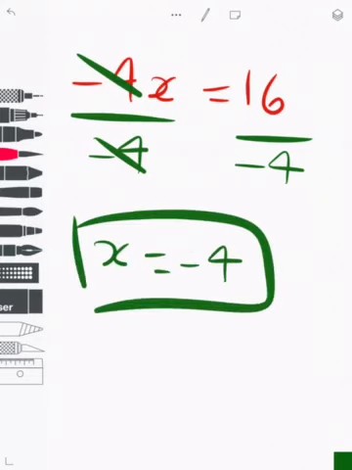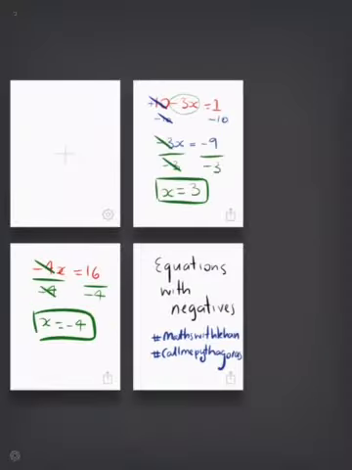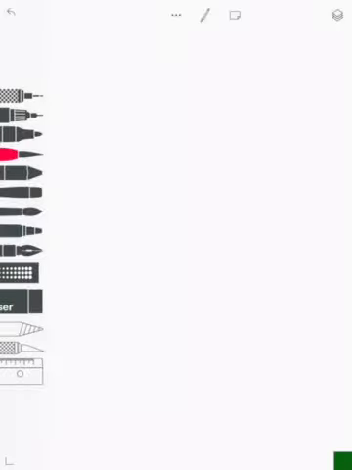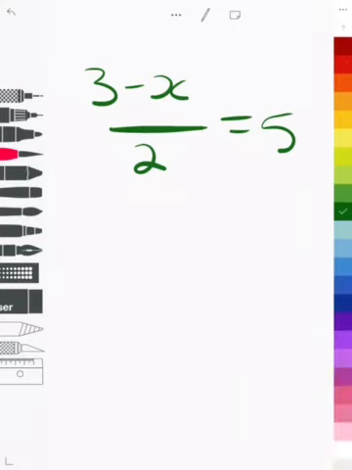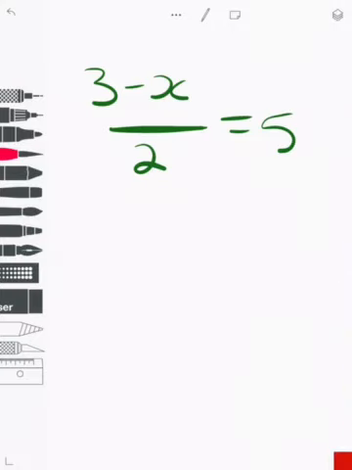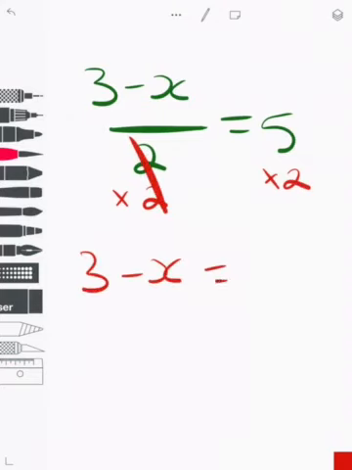Let's do one final question where we have 3 minus x over 2 equals 5. Now remember before, in order to touch the 3 minus x, I need to get rid of the denominator there. So the denominator there is divided by 2. So the opposite of that is multiplying both sides by 2. That cancels that out. I'm left with 3 minus x equals 10.